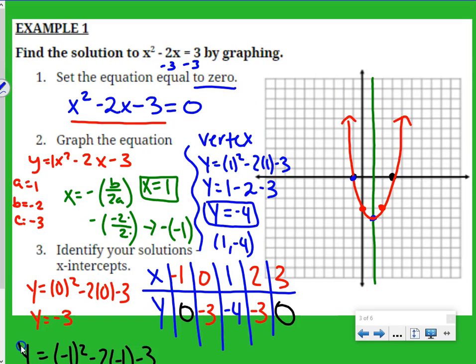These x-intercepts right here that I'm shading in blue are the solutions. So this coordinate point would be negative 1, 0, and this coordinate point would be 3, 0. So that's our solutions. Our solutions are x equals negative 1 and x equals 3. That's what we're looking for.